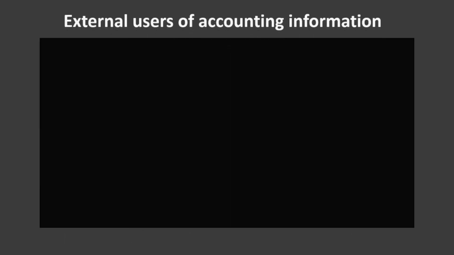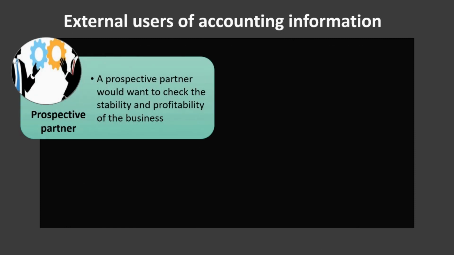External users of accounting information. Prospective partner. Now, there's one person in a business who is bearing all the risk and earning all the profits, that is the owner. There are chances that people might want to merge and have other partners to continue their businesses. So to get a partner, they would want to check the stability and profitability of the business. No one would want to join a business if it is earning a loss. So they will need to see if it is profitable or not.